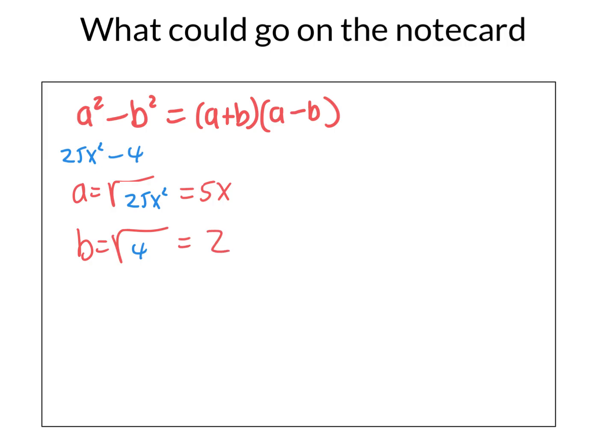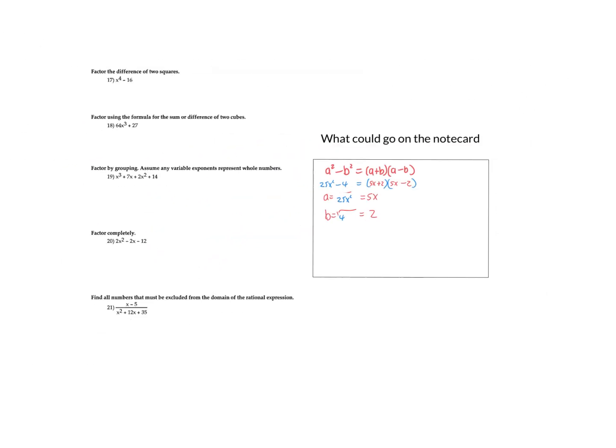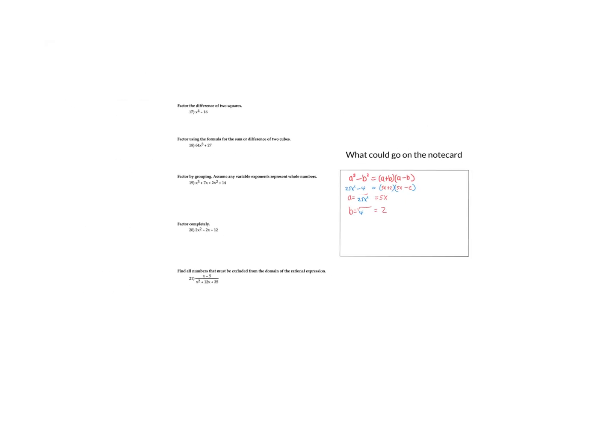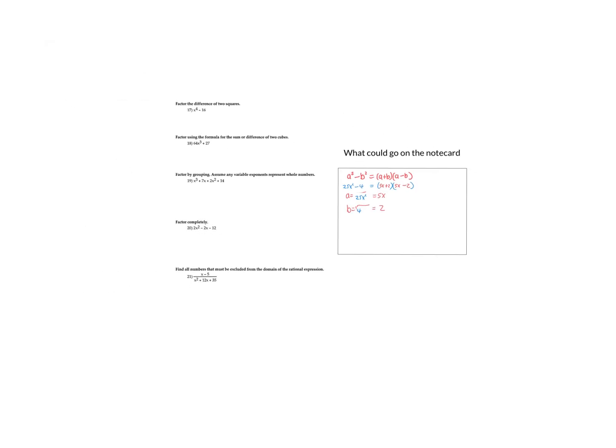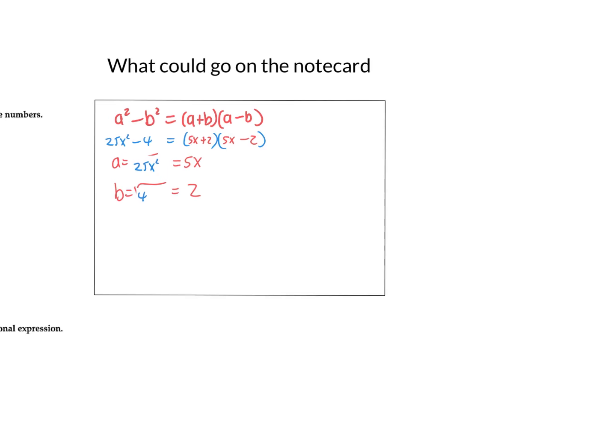So this would therefore be nothing more than plugging all of that into the structure. It would become 5x plus 2 and then 5x minus 2. So that's something that we should be getting good at. Okay, so that's that. Let's see, what else could go on the note card?